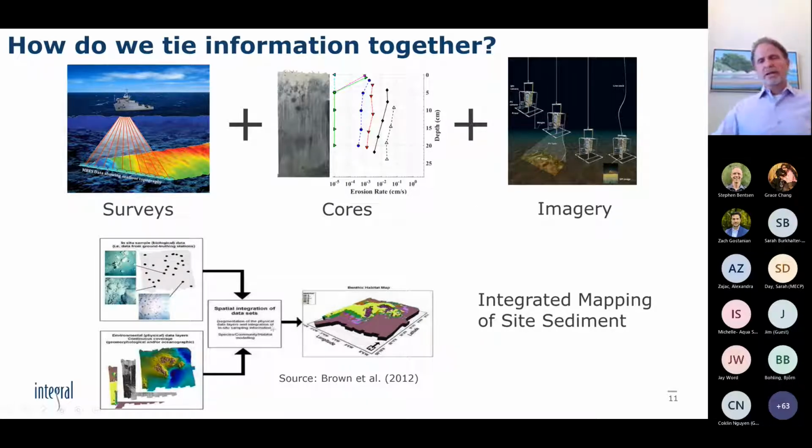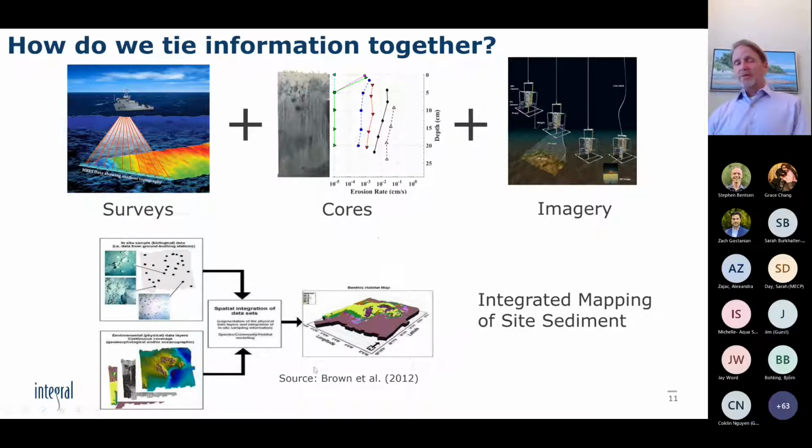Here's some recent work by NOAA in the offshore realm, where multi-beam surveys, some of these geophysical surveys, are combined with coring data and imagery to really integrate mapping of site sediment. These are actually looking offshore at different benthic communities to help define offshore habitats. But those same techniques can certainly be applied at inland sites as well.